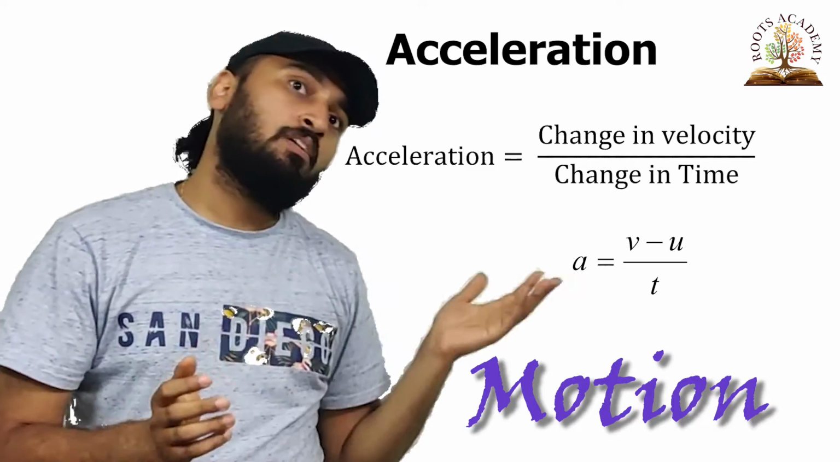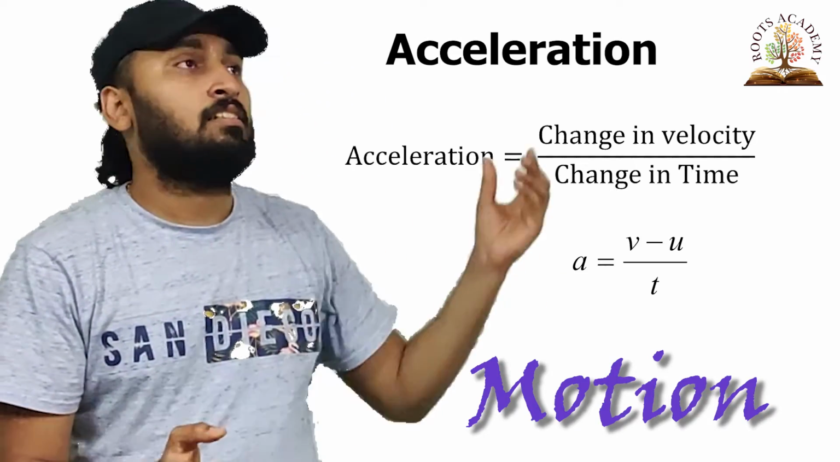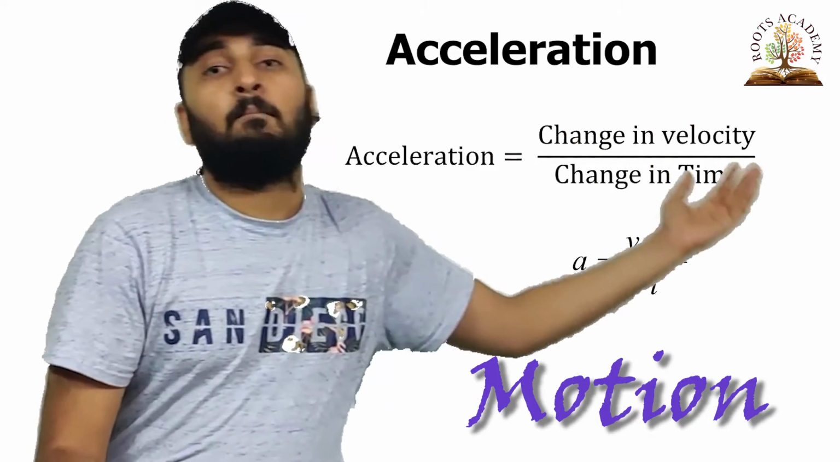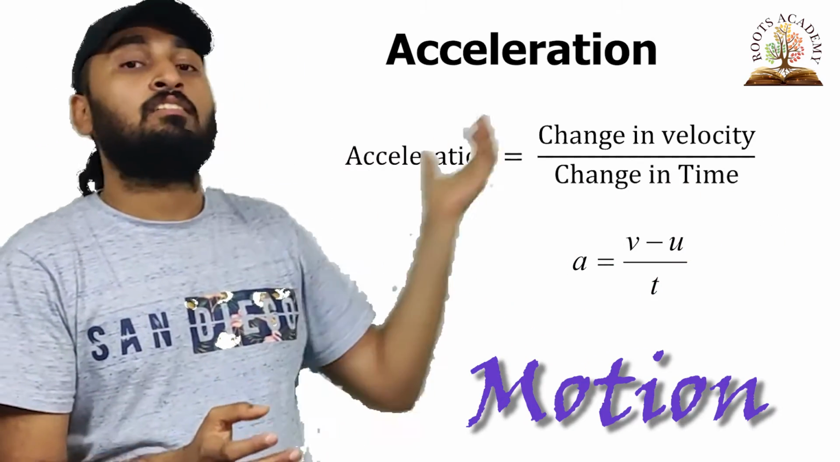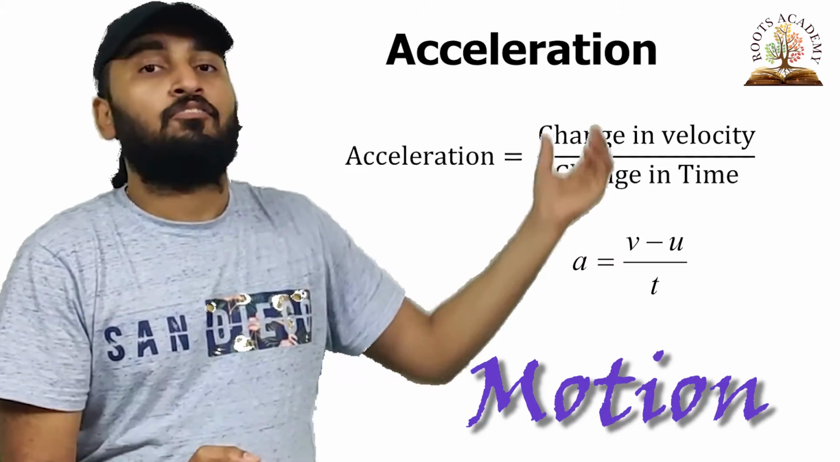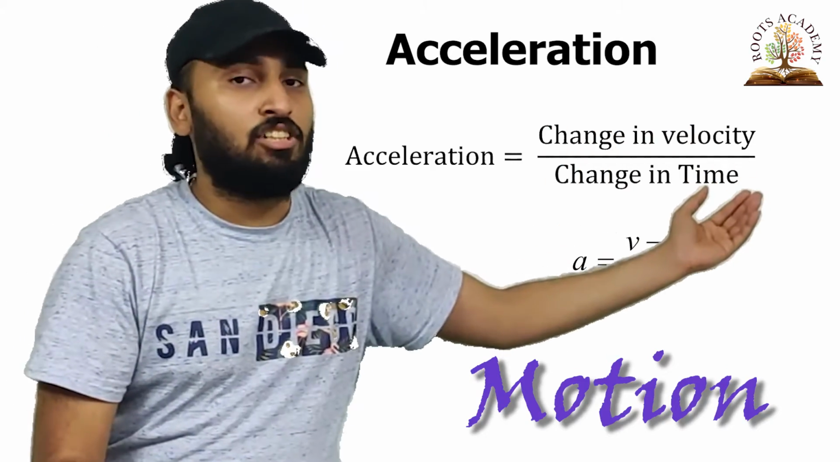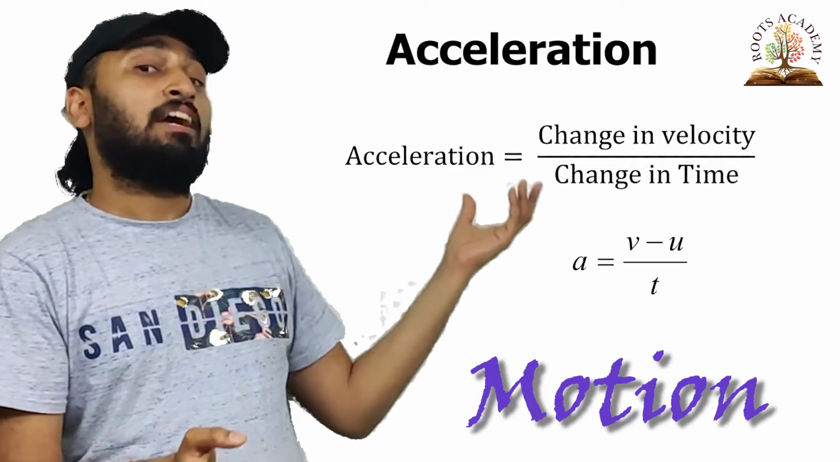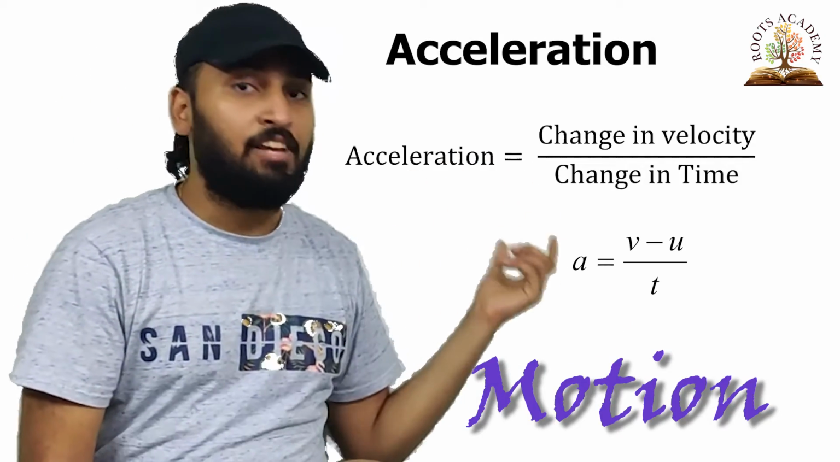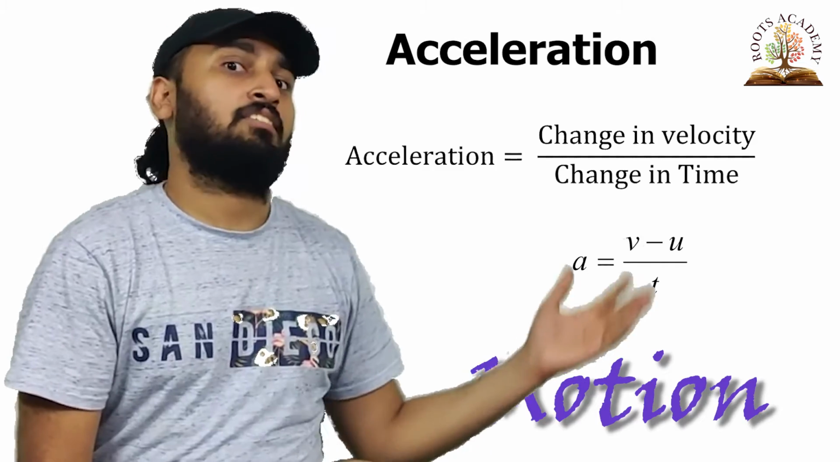Now the formula for changing velocity is final velocity minus initial velocity. Acceleration will be nothing but final velocity minus initial velocity over the period of time. Final velocity is also written as v, whereas initial velocity is written as u.